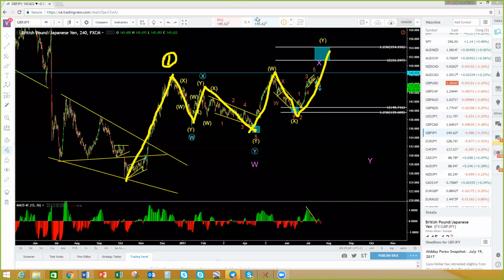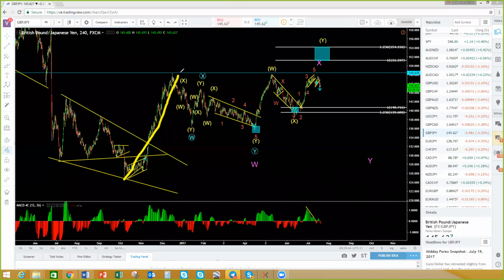Or rather, let's do it like this. Let me clear this. This is what I have initially. I've got this zigzag that I'm expecting here. So if this is supposed to be equal to this, then this blue box should be here at 151, which tells me that this pair must first get to 151.